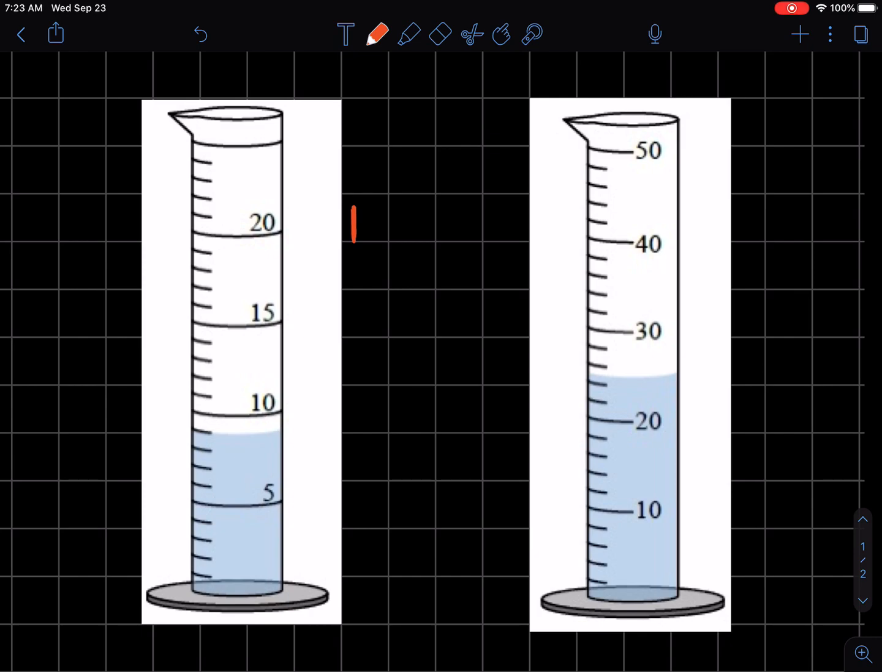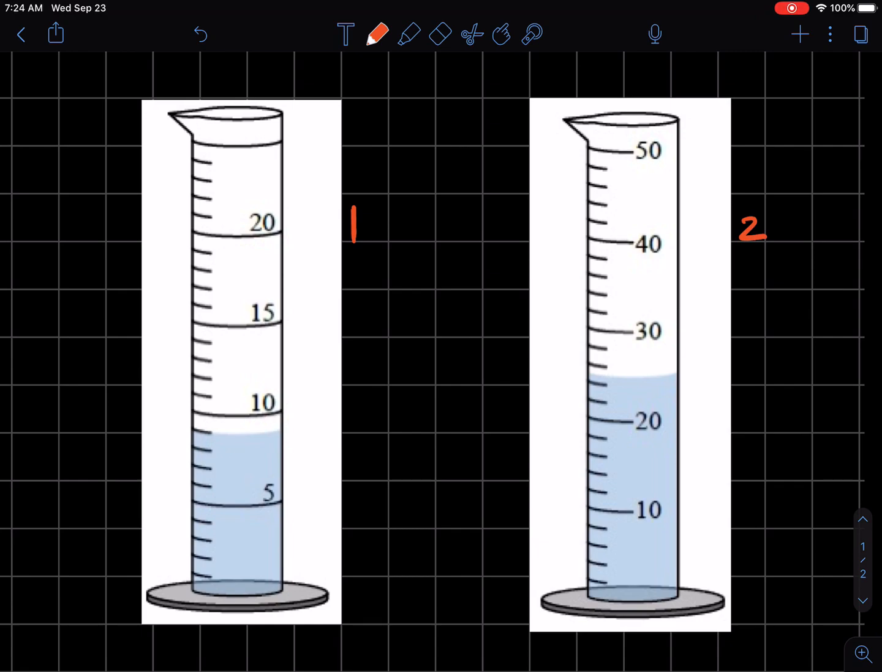Go over to the one on the right. We're going to start at 10 here, and we go 10, 11, 12, 13, 14, 20. Can't be 1s because it doesn't make sense. How about we go up by 2s? 10, 12, 14, 16, 18, 20. There we go. So this graduated cylinder on the right goes up by 2 each time. Now that we figured that out, we could start to read it. And that's going to make a big difference. So remember how much each one goes up by.